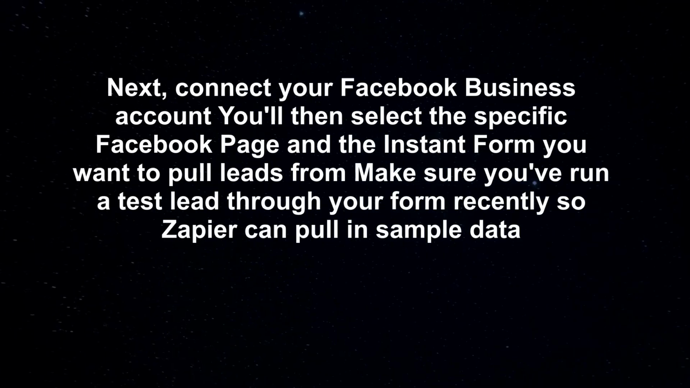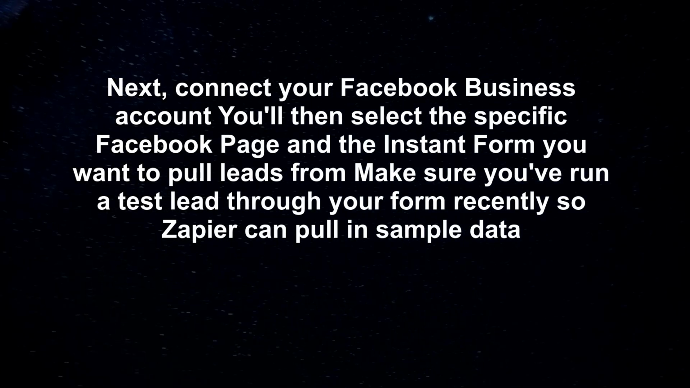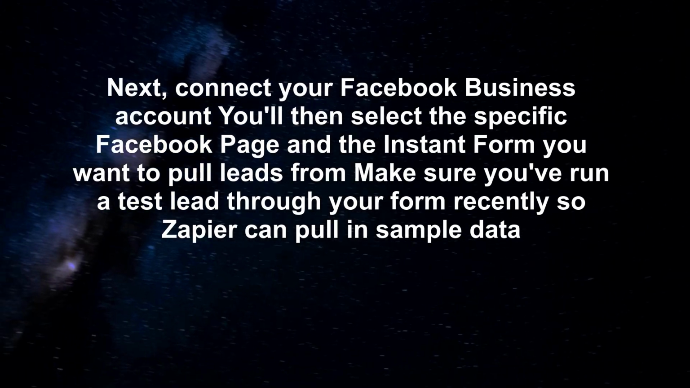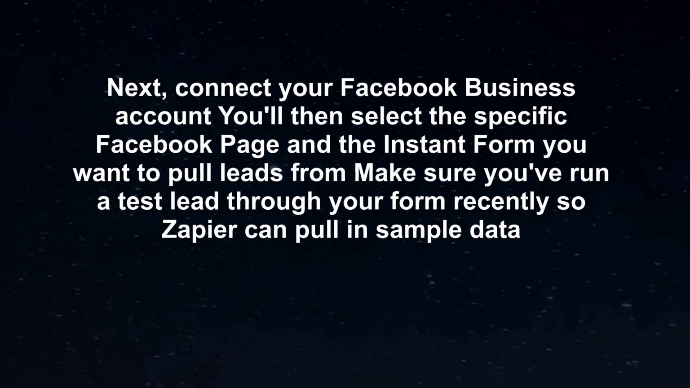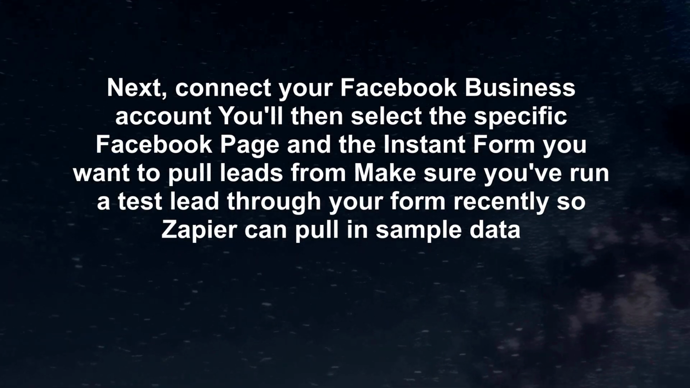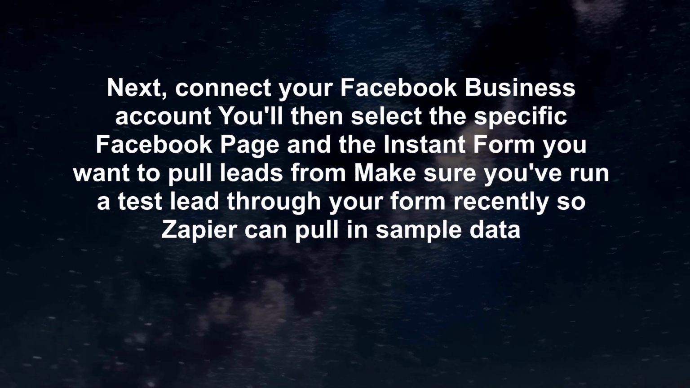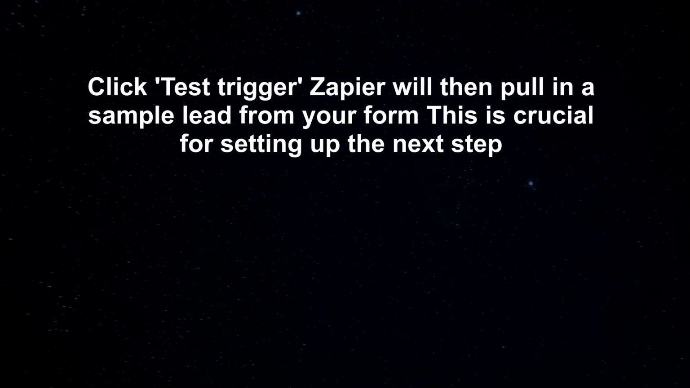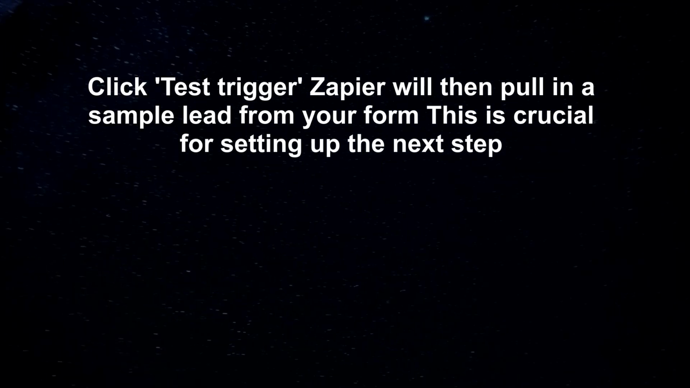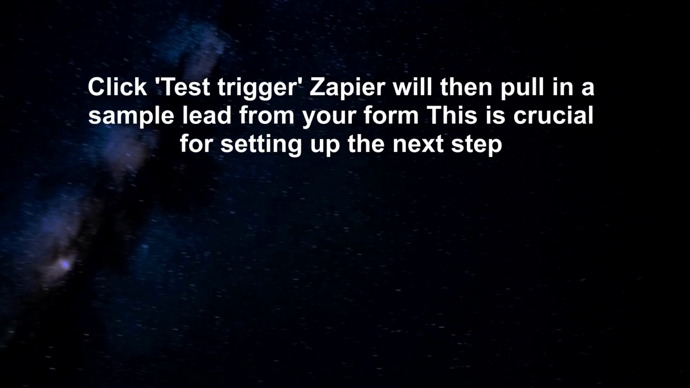Next, connect your Facebook business account. You'll then select the specific Facebook page and the instant form you want to pull leads from. Make sure you've run a test lead through your form recently, so Zapier can pull in sample data. Click Test Trigger. Zapier will then pull in a sample lead from your form. This is crucial for setting up the next step.